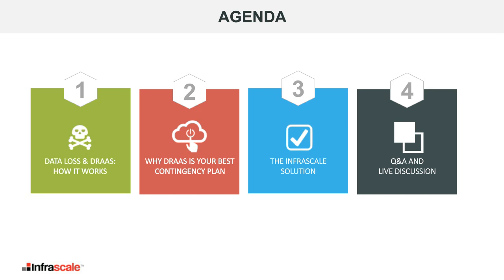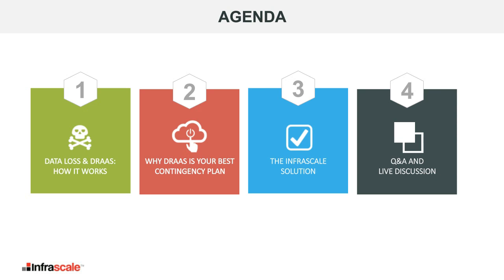We're taking a look at the agenda here. We are going to first take a look at data loss and disaster recovery, how it works, and sort of level set so that we're all on the same page there. And then we're going to look at why DRaaS is your best contingency plan against data loss, and essentially for your data protection for the rest of 2018 and looking into 2019 as well. Then I'm going to introduce briefly the Infrascale solution as well, just so that you know a little bit about us and what we do.